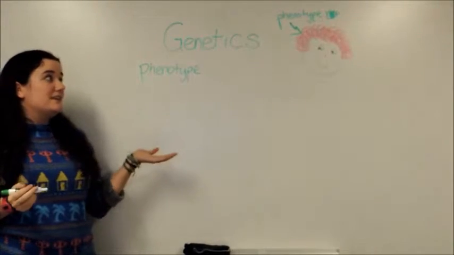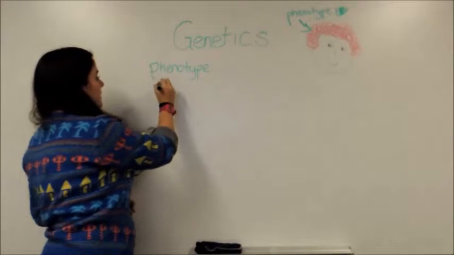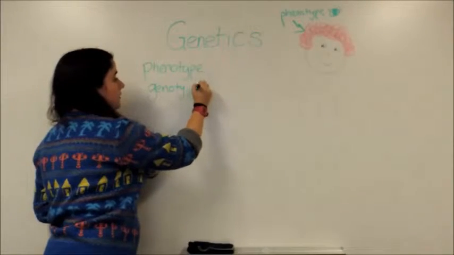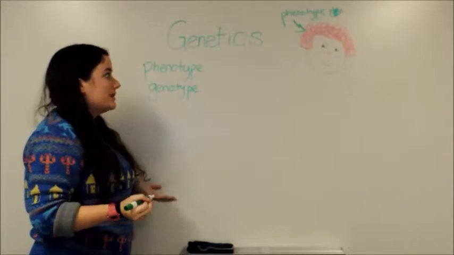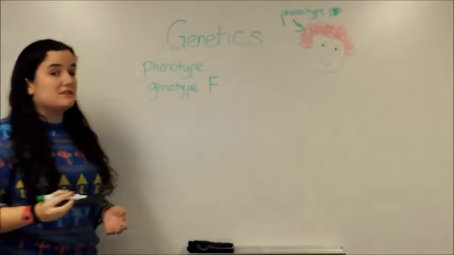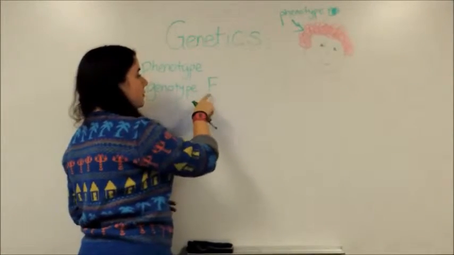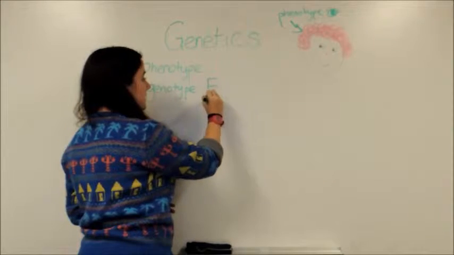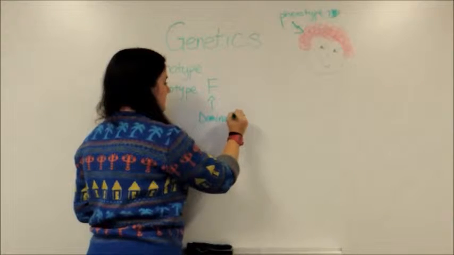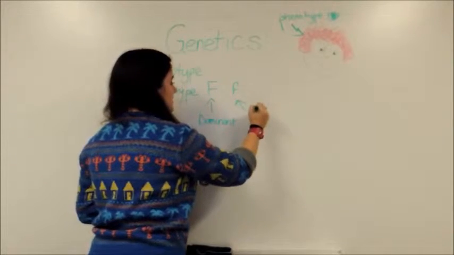So the phenotype is what you see, and then the genotype is how we represent what you see. So if we're looking at freckles, we might represent that with an F. And since there's dominant and recessive traits, we need to have two things. So a big F is going to be dominant, and a little f is going to be recessive.